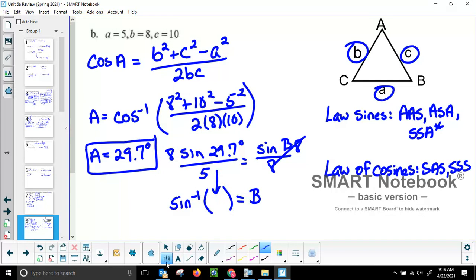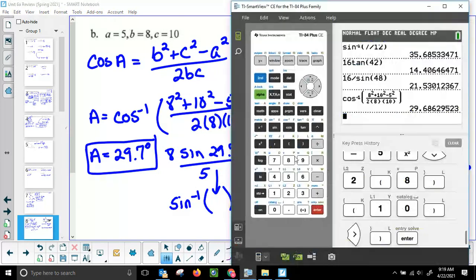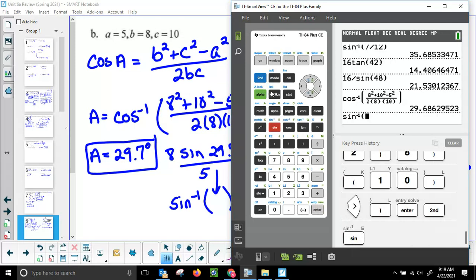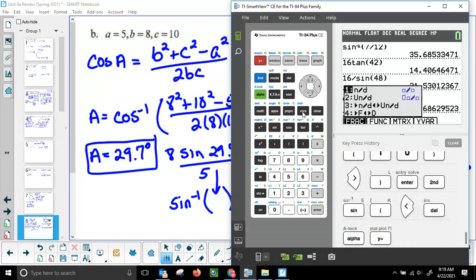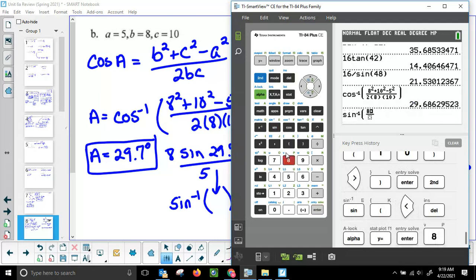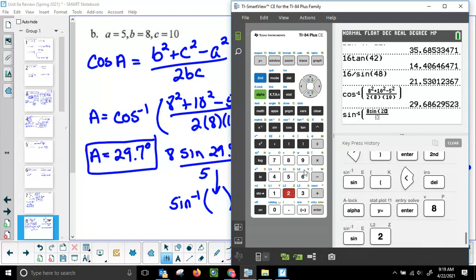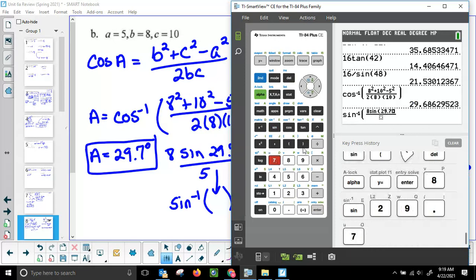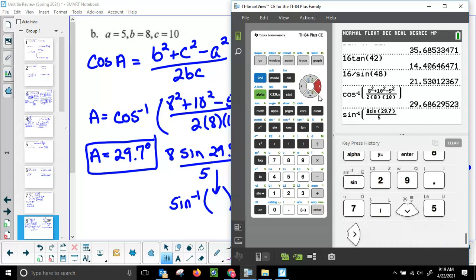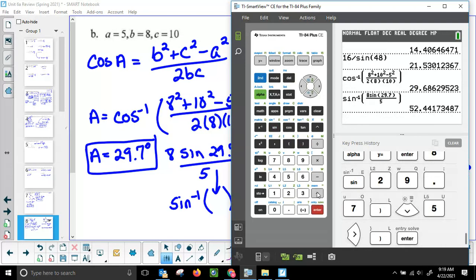Now I just plug this into the calculator. The inverse sine of 8 times the sine of 29.7 over 5. And that is 52.4 degrees. Again, this is an angle, so round it to tenths.